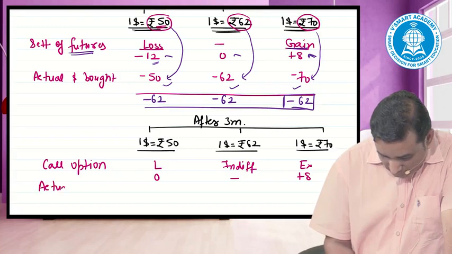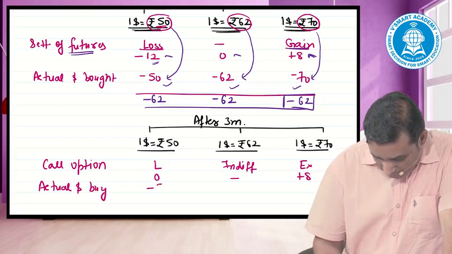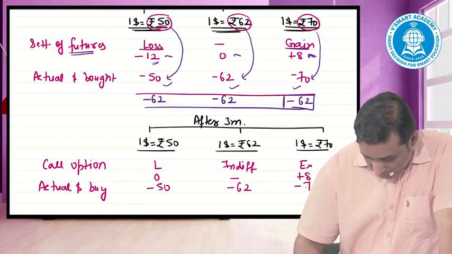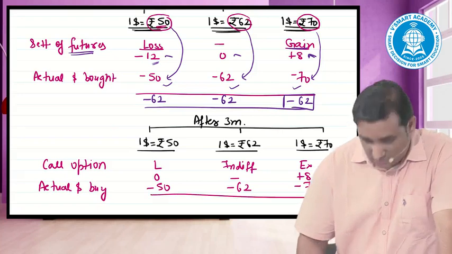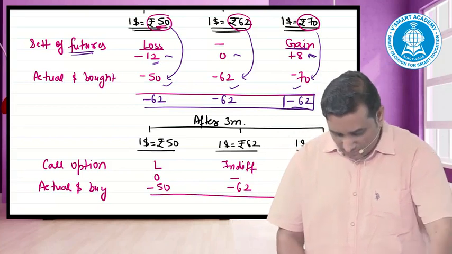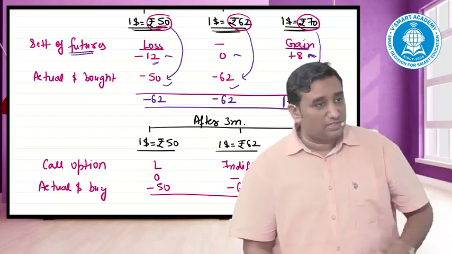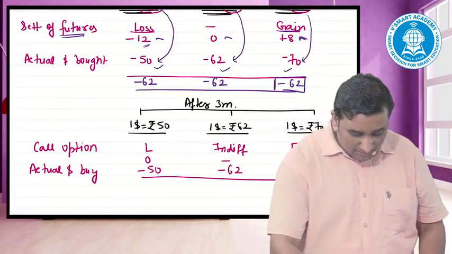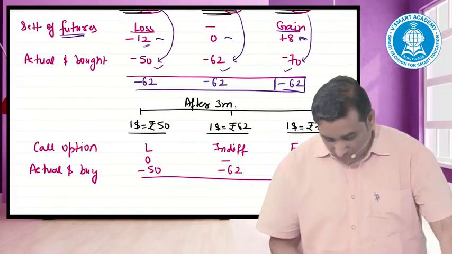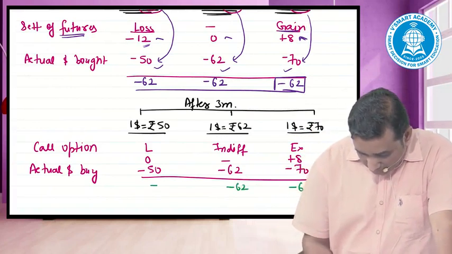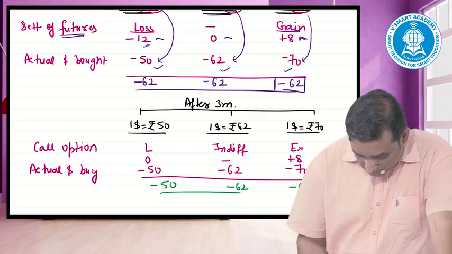Actual dollars. Actual dollars you buy. It will be 50 costing. It will be what? 62. This will be 70. This will be 70, which comes out. Thank you, Raju. This will come out as 70. My net costing in the case of the option market freezes at what? My maximum cost in the option market freezes at what? 62. 62. And I am able to enjoy the lower side.